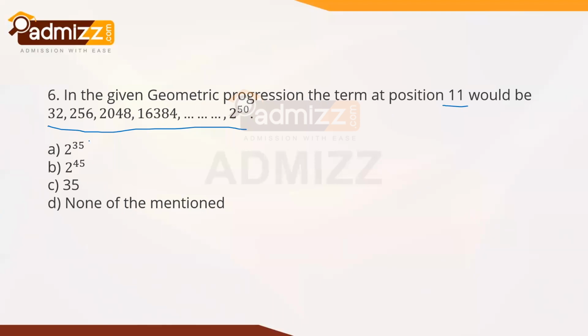Definitely. The correct answer is exactly as Roshan says in the chat. It's option number E, which is 2 to the power of 35, right? Yep, all of you are correct in the chat box. It's option number E, 2 to the power of 35. How did we do this?